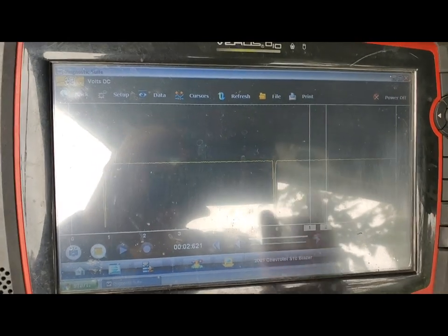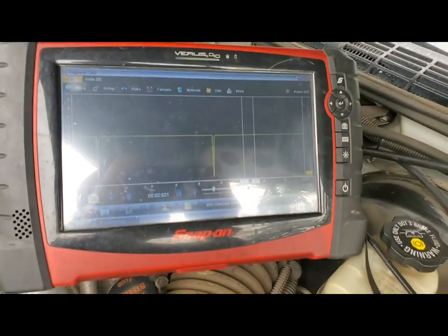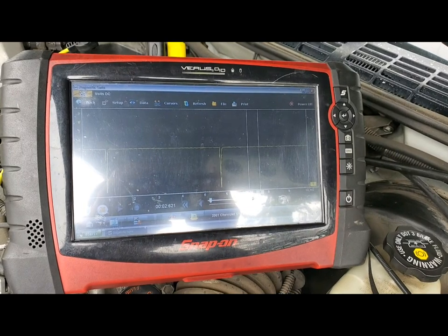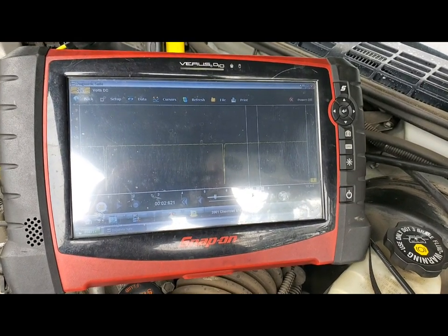If we crank it, you know, the frequency should increase. But we don't have a problem with this. I just wanted to show how to check the mass airflow sensor, power, ground, and signal.